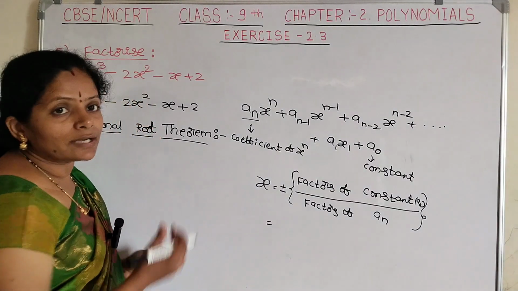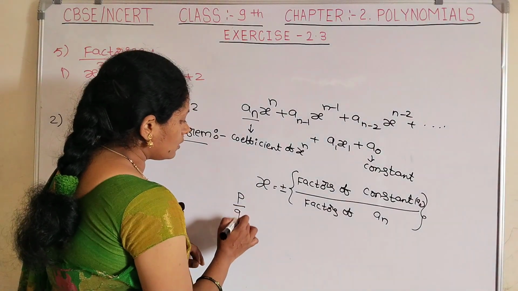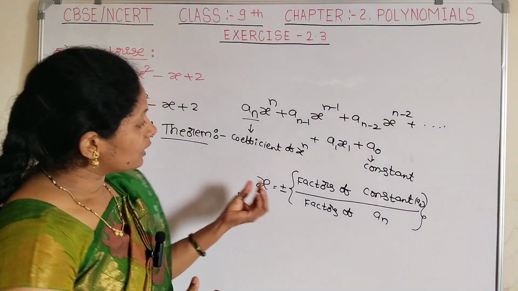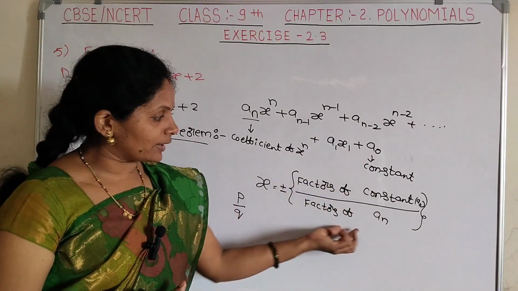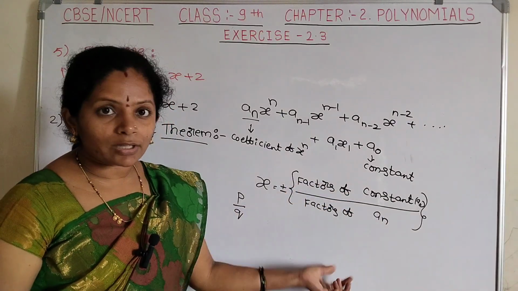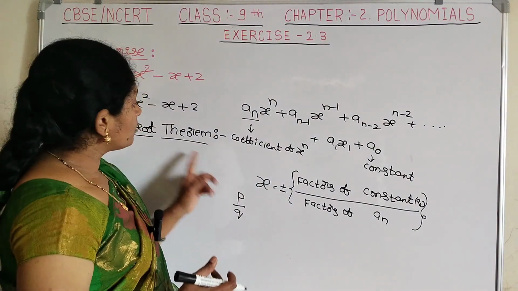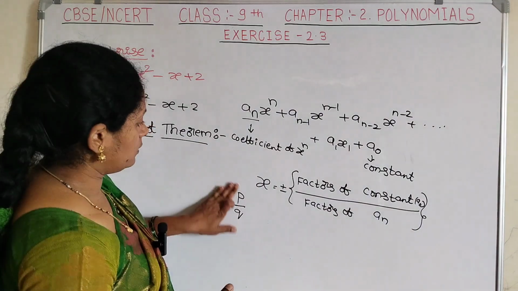Why is it called the rational root theorem? We know that a rational number can always be written in the form p by q. Here we are getting the factors of the constant divided by the factors of an. Is it in the form of p by q? That's why the name is given as the rational root theorem. By using this we get the roots of this polynomial.